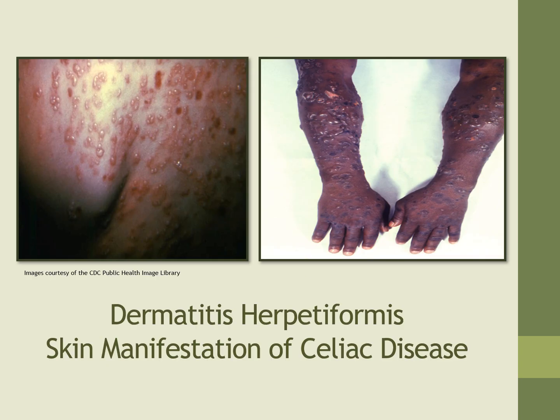Dermatitis herpetiformis is a skin manifestation of celiac disease. It is an immune reaction that results in the deposit of immunoglobulin A in the skin. It presents with skin blisters and extremely pruritic rash. The rash may be present on the extremities, buttocks, or the lower back. The rash may affect a small area or may affect the entire body.